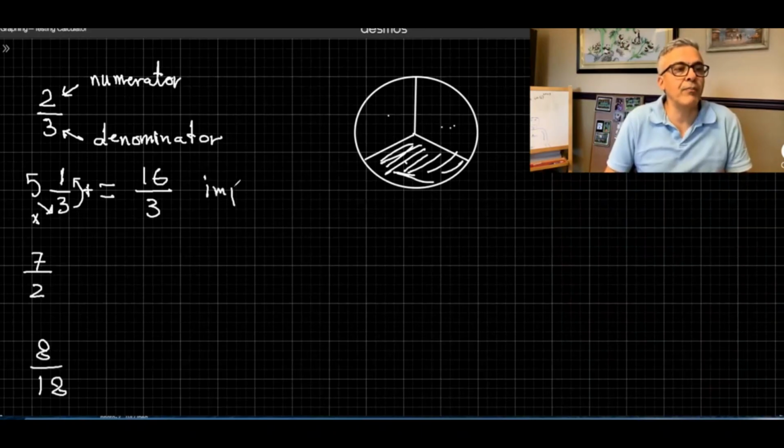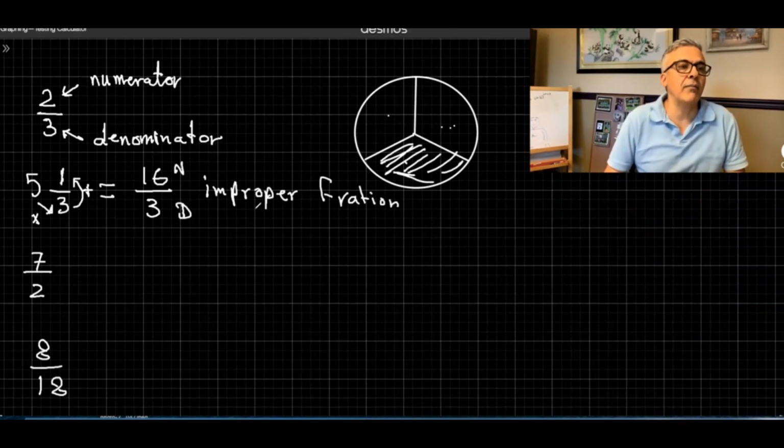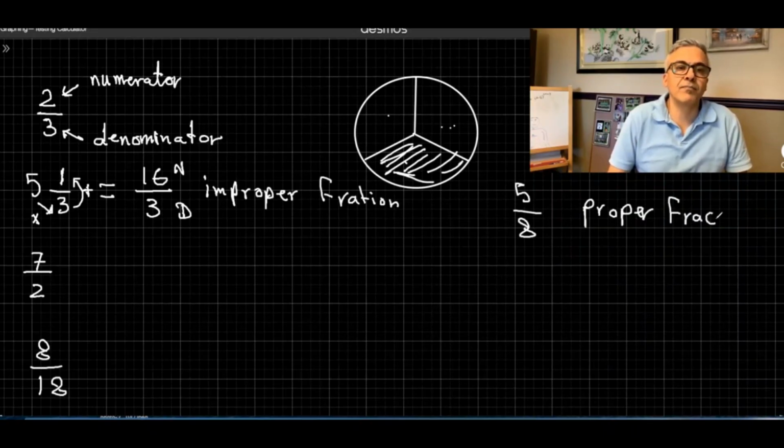We call this an improper fraction. Why do we call it an improper fraction? Whenever the top, or the numerator, is greater than the denominator, we call it an improper fraction. So if we have, let's say, 5/8, then we call this a proper fraction, because the top is less than the bottom, or the numerator is less than the denominator. When that's the case, it's a proper fraction.